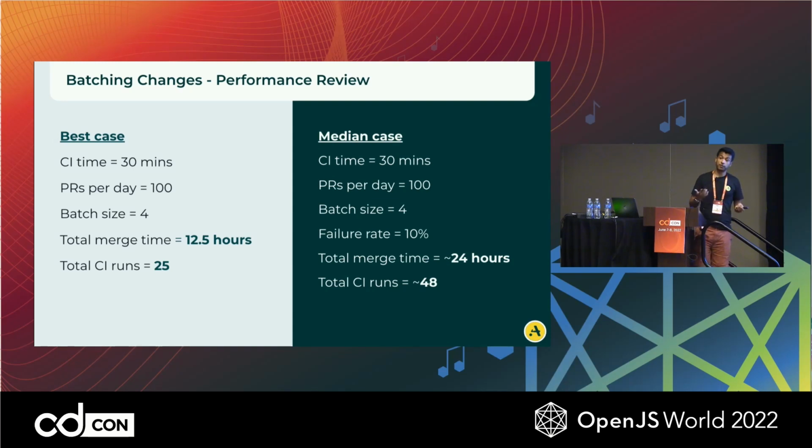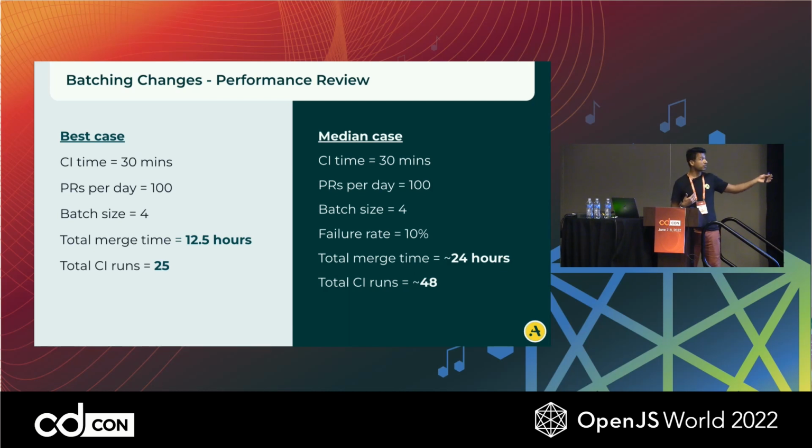Now what does that mean for the results we saw earlier? For the sake of simplicity, I'm just going to go over merging 100 PRs a day, because we understand that if you're only merging 10 PRs a day, you can solve it with a simple solution. So if you're doing a batch size of 4, in the best case scenario, we're still looking at 12.5 hours to merge all of those changes consistently with 25 CI runs. So we've reduced the CIs by a fourth.